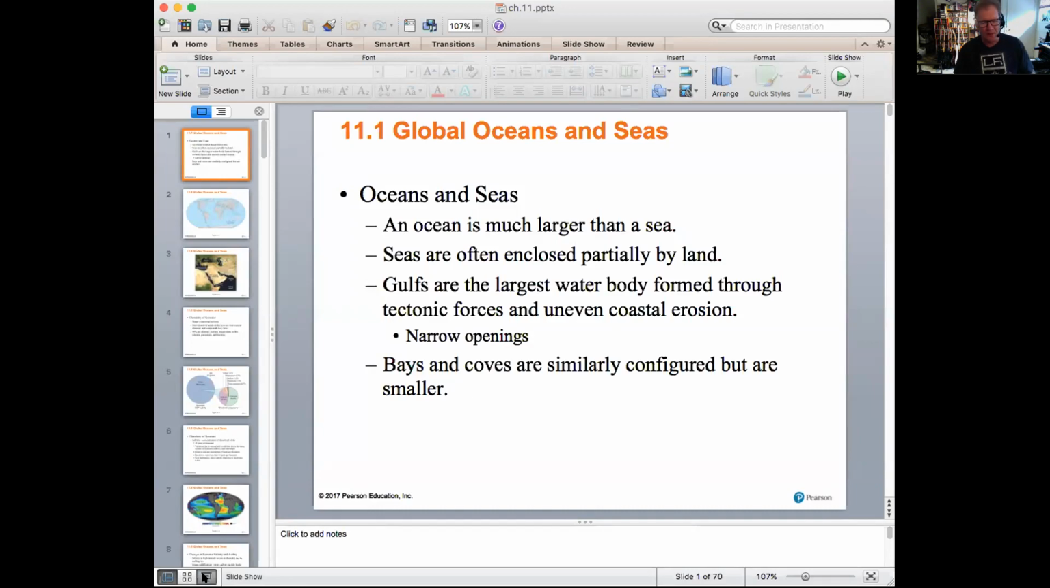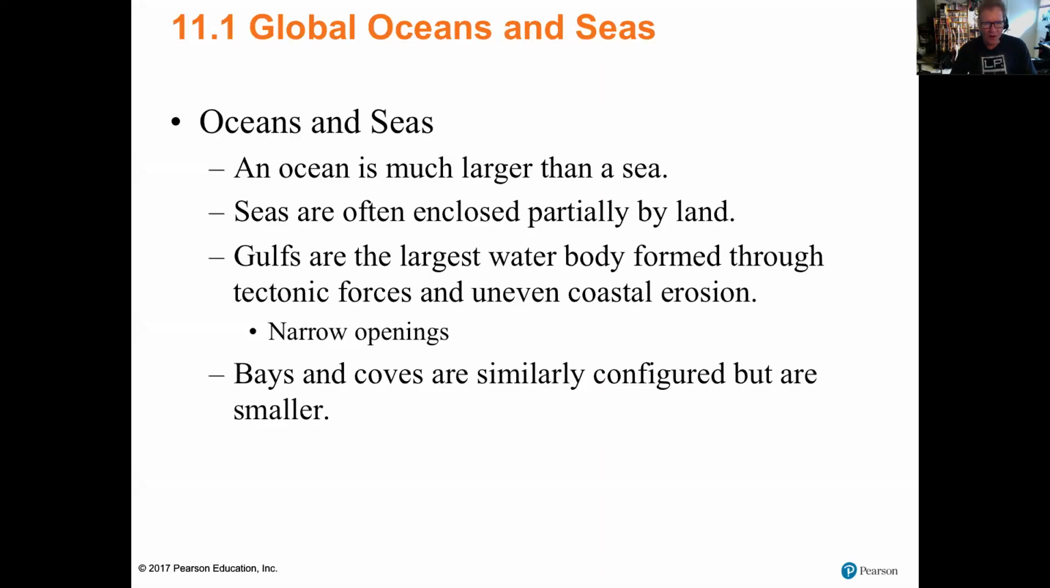here about oceans and seas and what they are. You know, the ocean is larger than seas. Seas are often partially enclosed by land. So know these various terms, what gulfs are, and what bays and coves are.